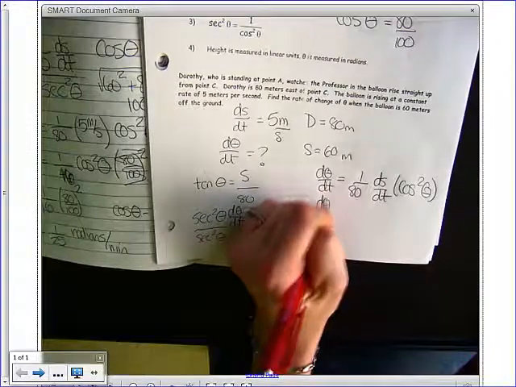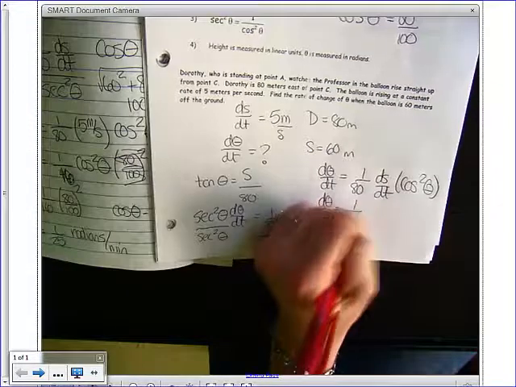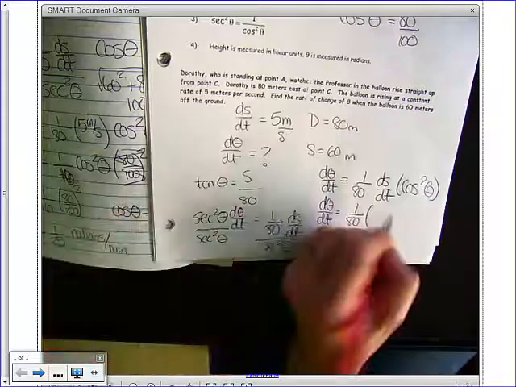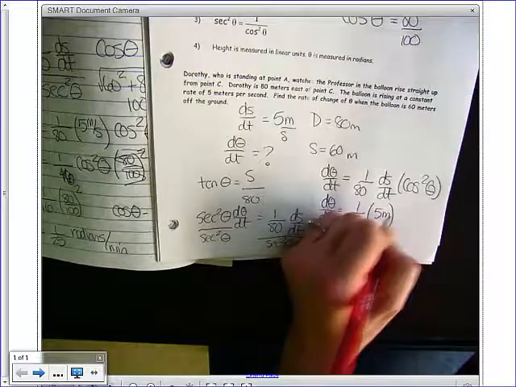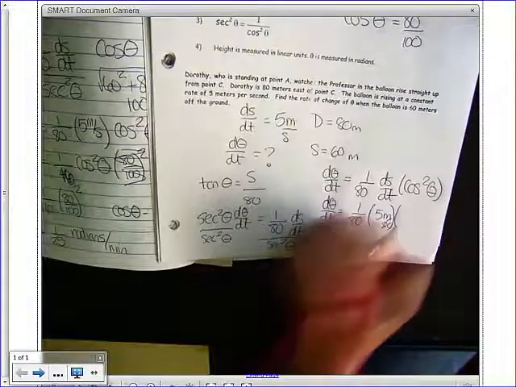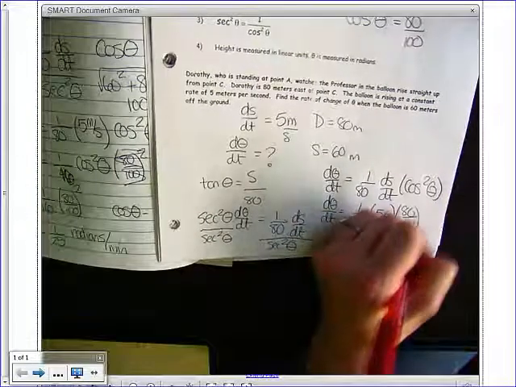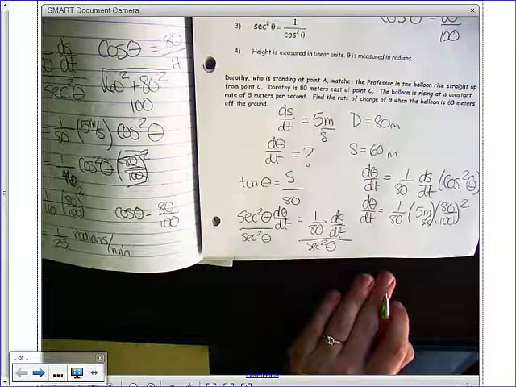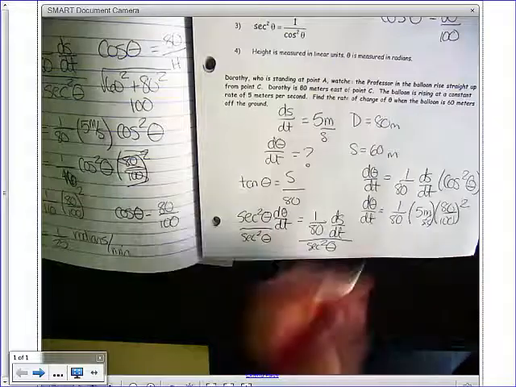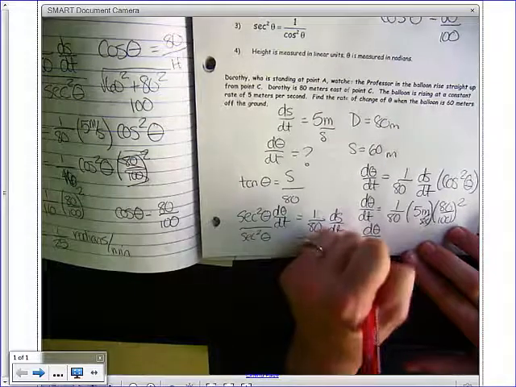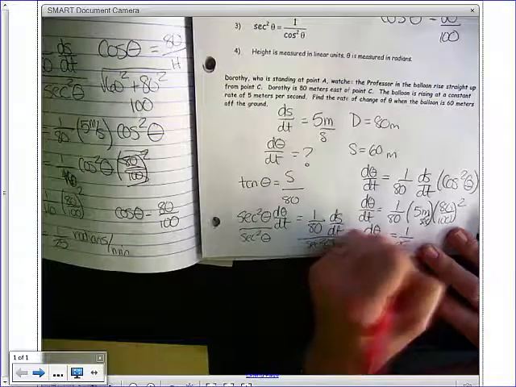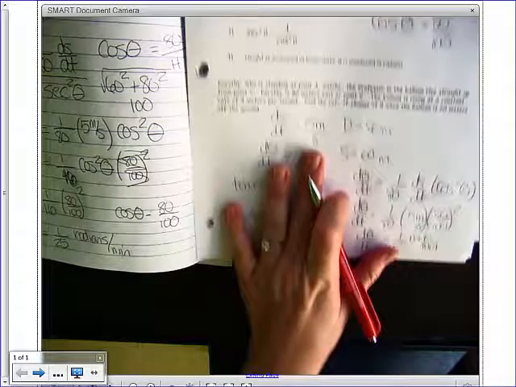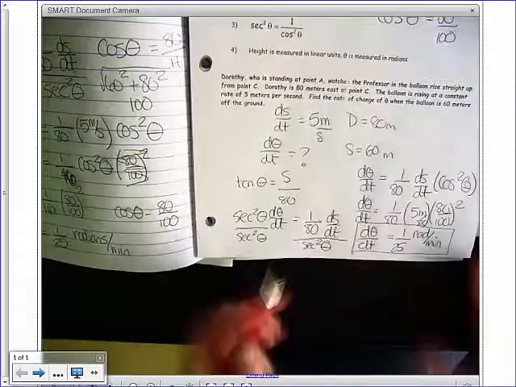So d theta dt equals 1 over 80 times ds dt, which is 5 meters per second. And then cosine squared theta, well, that's just 80 over 100 squared. Plug all that into a calculator and number crunch it. And you actually end up with d theta dt equals 1 over 25 radians per minute. So that's your answer.